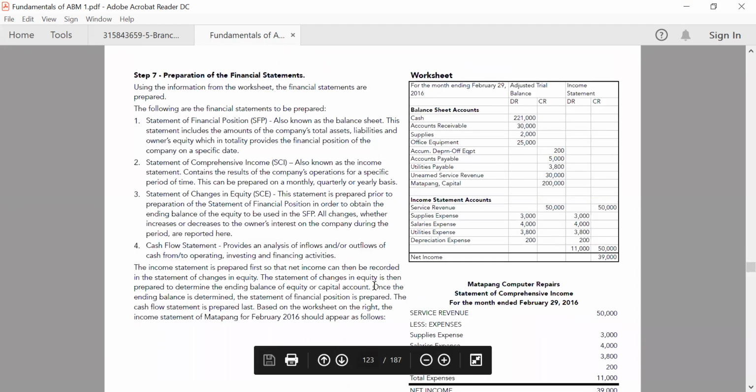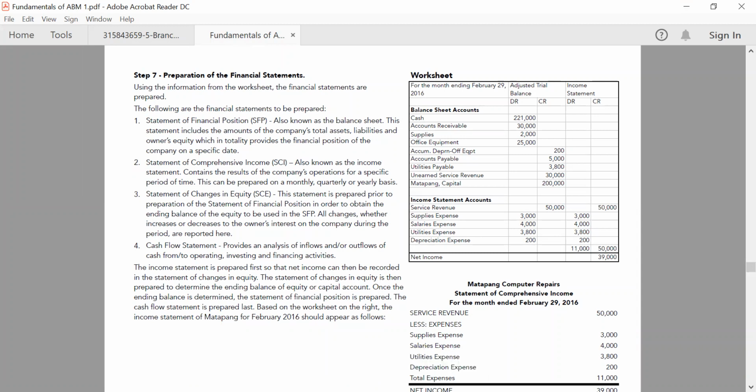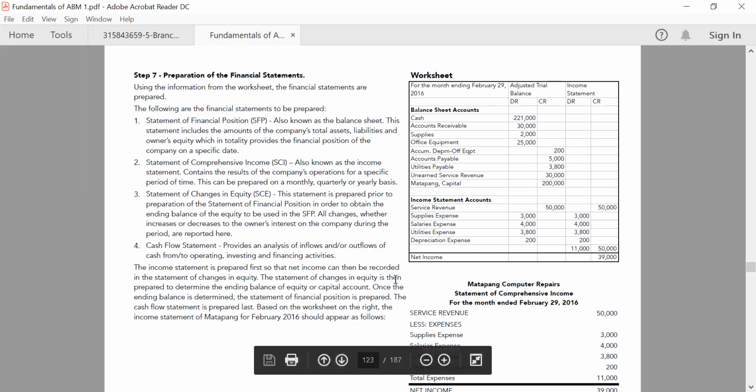We proceed. After that step, we go with the making of the financial statements, where there are actually four. There are four types of financial statements. You have the statement of financial position, also known as the balance sheet. You have the statement of comprehensive income, known as the income statement. You have the statement of changes in equity, and you have a cash flow statement as well.